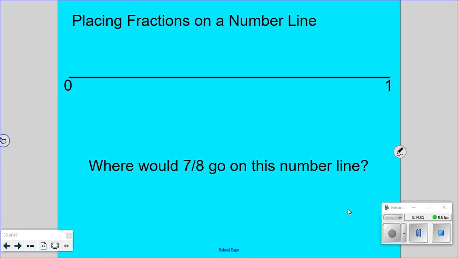Julian, what do you think? I'll put in the middle, maybe. You think in the middle? Why? Because maybe the boxes will be really small. Okay. Emma, what do you think? I think it's going to be closer to 1.